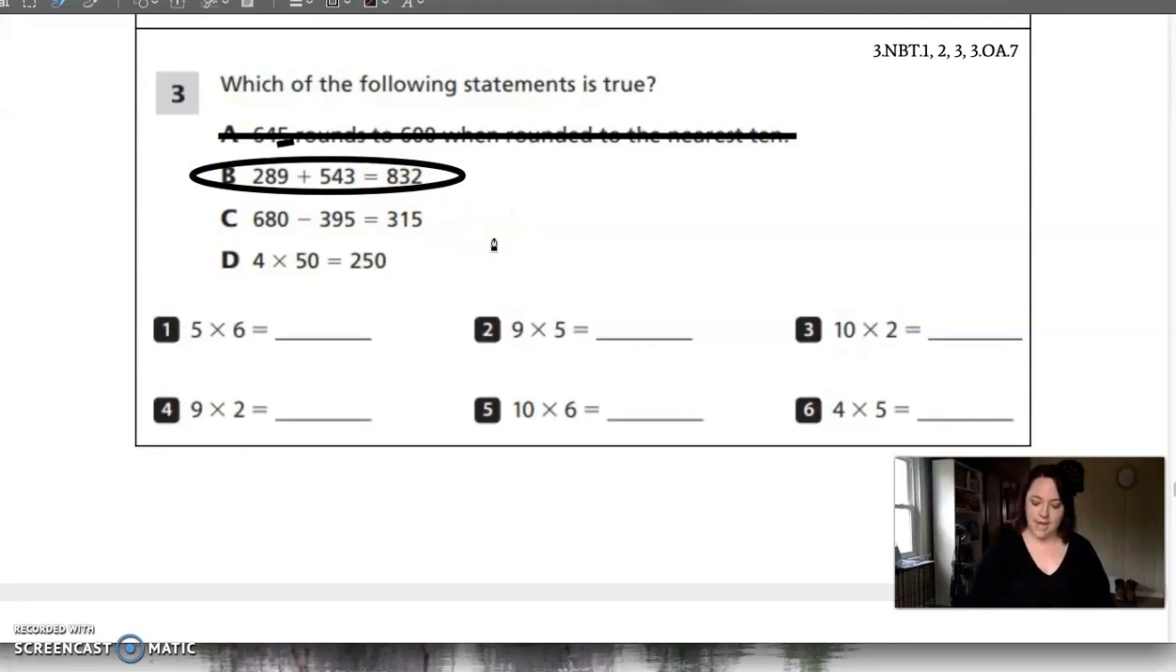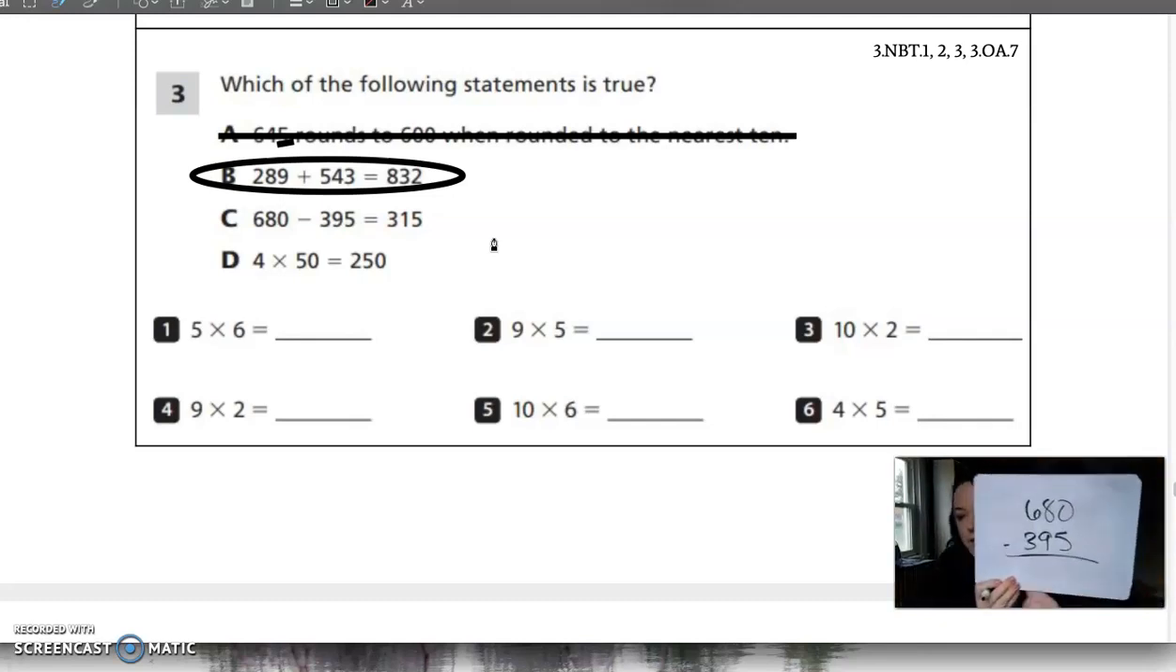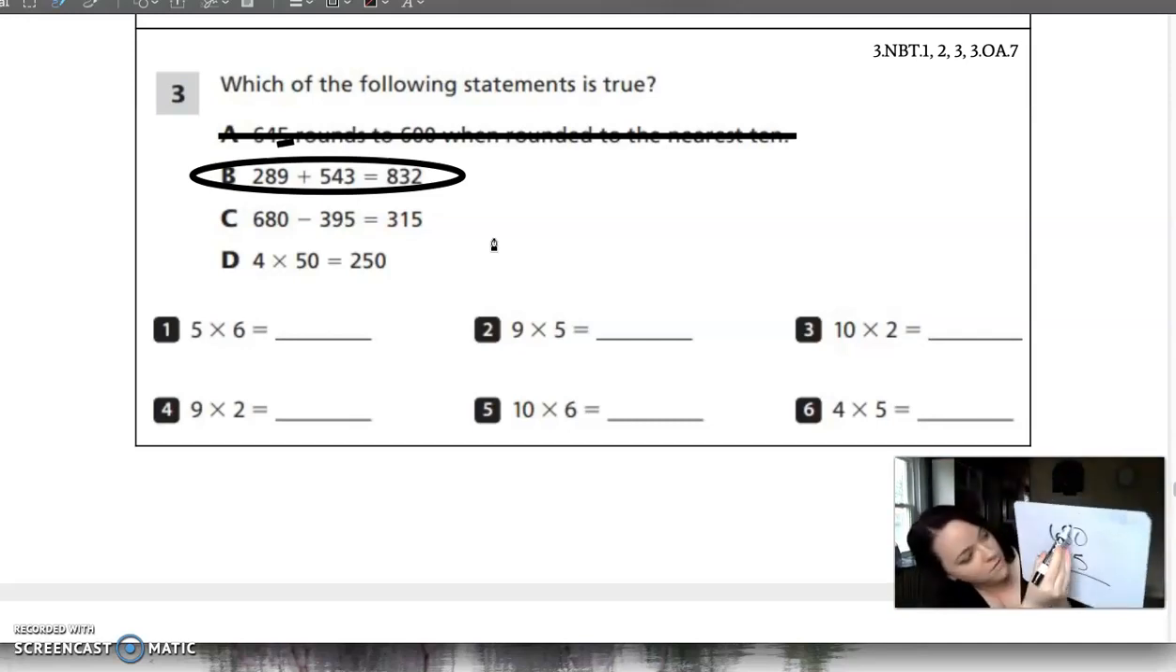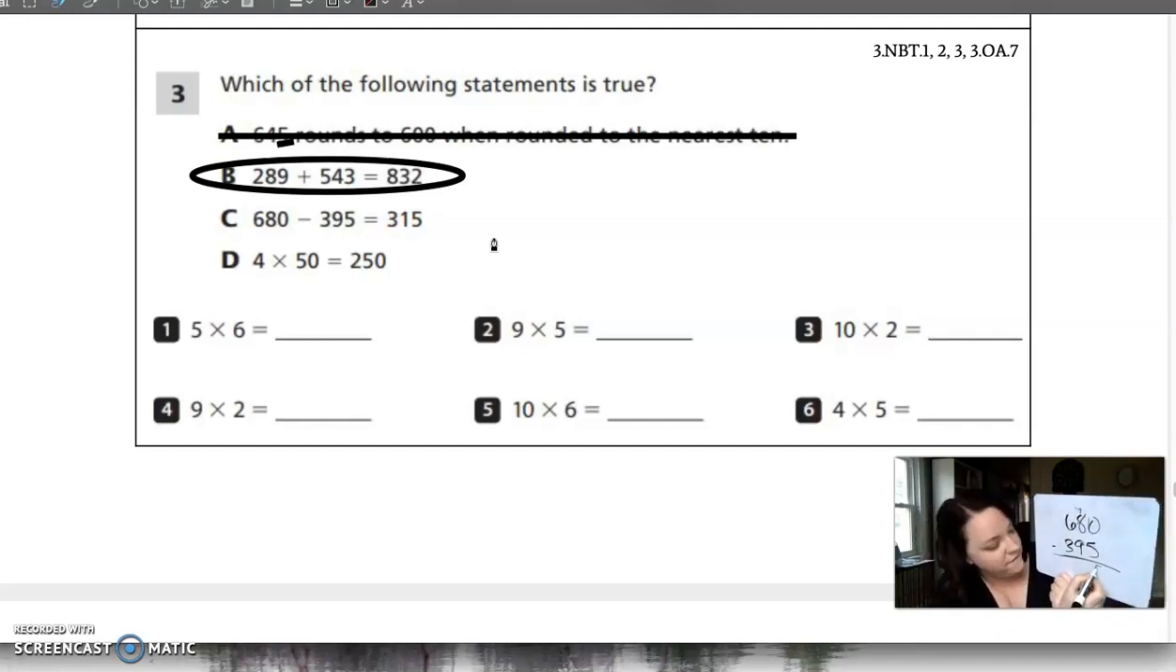So 680 minus 395. Okay, 0 minus 5. Can we do it? No, we cannot. So we have to go borrow. 8 changes to 7. 7 minus 9. We can't do that either, but we'll get there. So now our 0 becomes 10. 10 minus 5 is 5.